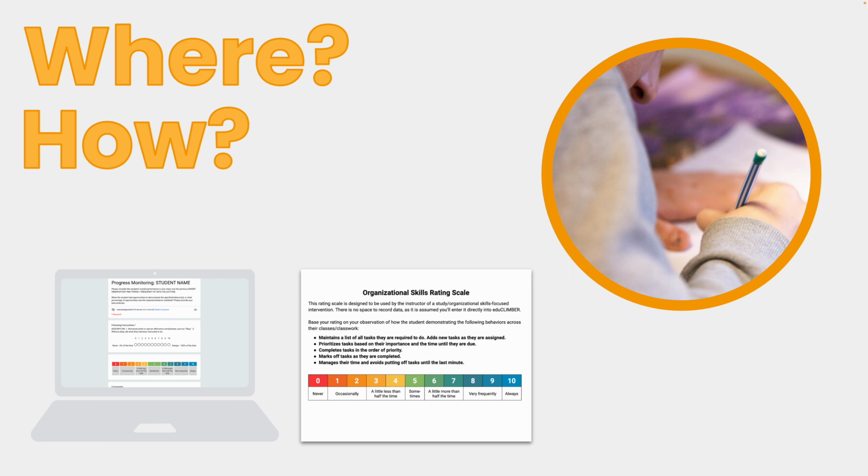Just where? And then when you get to the how, for example, there's 2 rating scales on the bottom left there, and the one that's on the computer is designed to be sent electronically to general education teachers for the most part, for them to rate things that they can see, like in this case, following instructions.